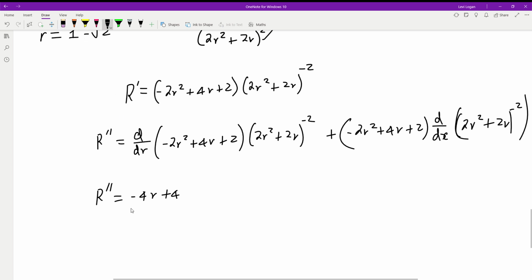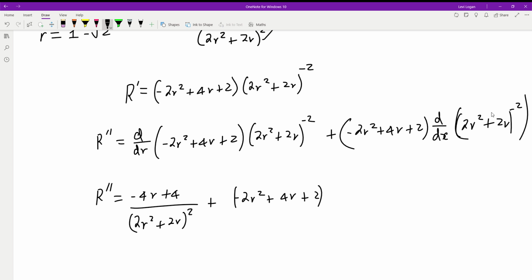So we'll have 2r squared plus 2r all squared, plus leave this first bit, so we have minus 2r squared plus 4r plus 2, leave it in brackets. Differentiating this guy, you bring the power down the front, subtract the power by 1, so we're going to have pretty much times by minus 2, 2r squared plus 2r, to the minus 1, which will be negative 3. Multiply now by the differential of this, which is 4r plus 2. We've done all that, all good.